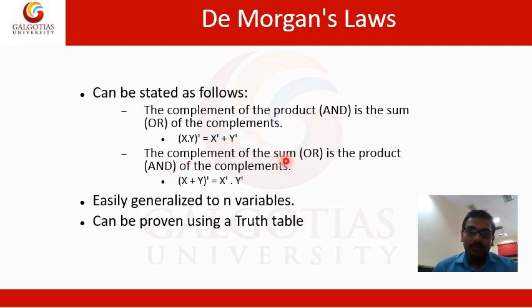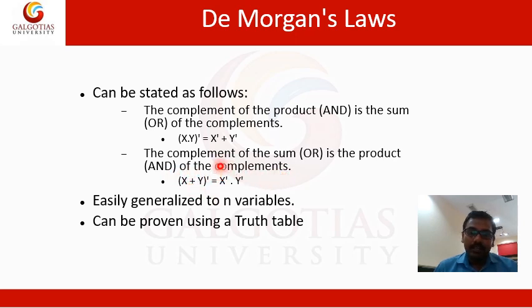The complement of the sum is the product of the complements. This is the second law: (X plus Y) bar, that is dash, is equal to X dash dot Y dash. So these are the two De Morgan's laws. One is the complement of the product is the sum of complements, and another is the complement of the sum is the product of the complements.